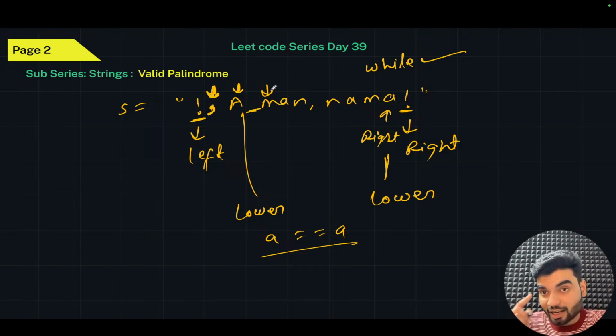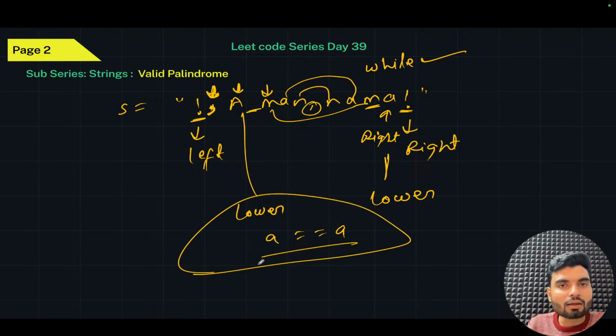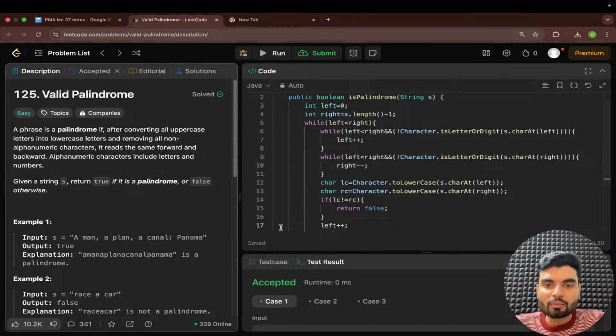Then your left will come here through the first while loop, and your right will come here, and you check whether they are equal. Yes, they are equal. Again you check, and this comma you ignore because it is a non-alphanumeric character. At the end you see that all the characters from the starting and ending are the same, which means this is a valid palindrome. I hope this makes sense to everybody.